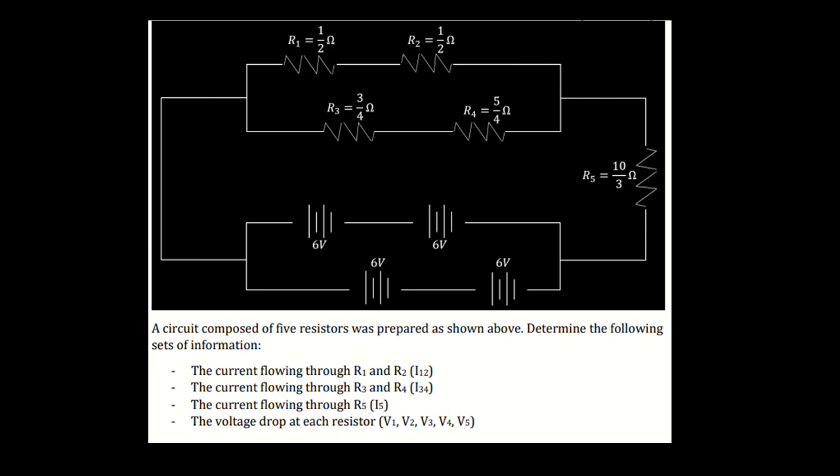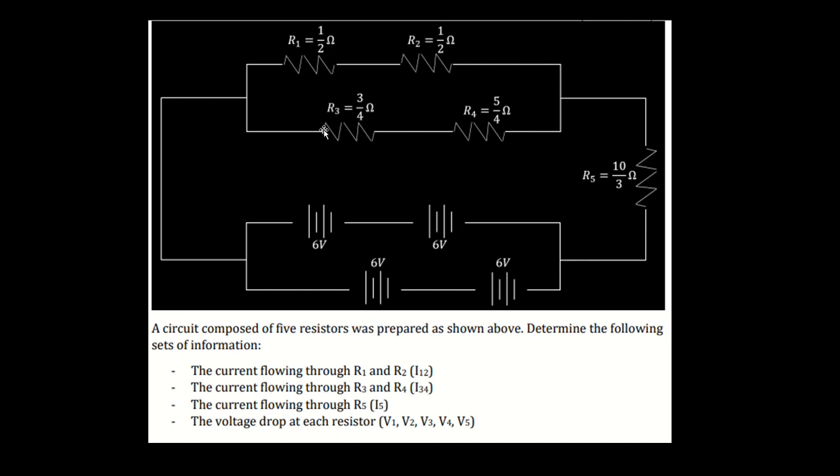Determine the current flowing through R1 and R2, i.e., what's current 1, 2, because whatever current we determine that flows through this path, it'll be flowing through both resistors evenly. The same current that flows through resistor 1 will flow through resistor 2. We'll have a current that is the same flowing through resistor 3 and 4 because they are on a series path.